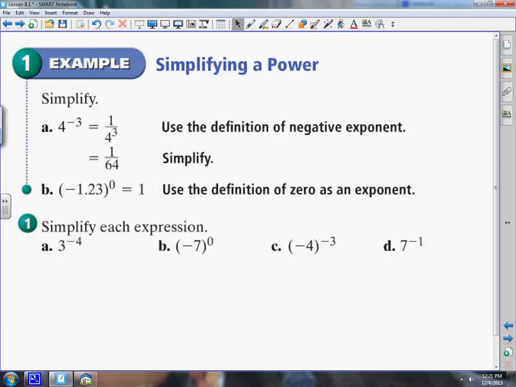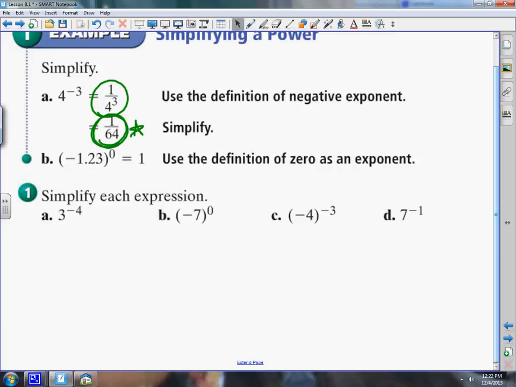So simplifying a power. If I asked you to simplify 4 to the negative third, you would say, okay, that's 1 over 4 to the third, and that's 1 over 64. That is simplified. This is not simplified. So you want to make sure that you actually multiply it out. Negative 1.23 to the 0 power is 1. So that's pretty simple. So try A, B, C, and D. And you may use a calculator.